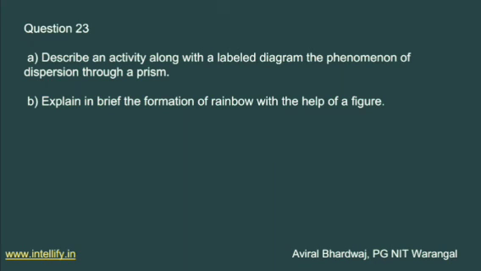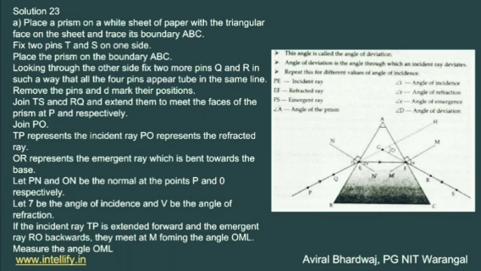So the next question is 23. This question is: describe an activity, along with a labeled diagram, of the phenomenon of dispersion through a prism. It is an important question also. And explain the formation of a rainbow with the help of a figure. I have given all the answers step by step.